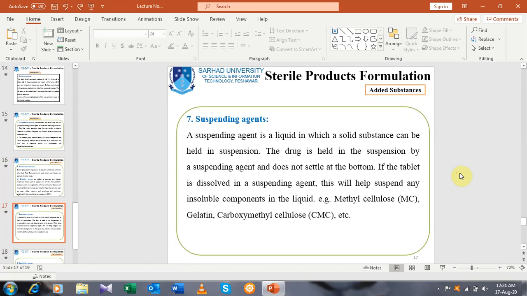Suspending agents, as you know, are responsible for products with suspension, whether a formulated suspension or a suspension for use, in the sterile products. Suspending agents are necessary. A suspending agent is a liquid in which a solid can be held in suspension. The drug is held in the suspension by a suspending agent and does not settle at the bottom. This will help suspend any insoluble component in the liquid. We have studied in suspension why suspending agents are added, and what is the role of suspending agent in the formulation of suspension.